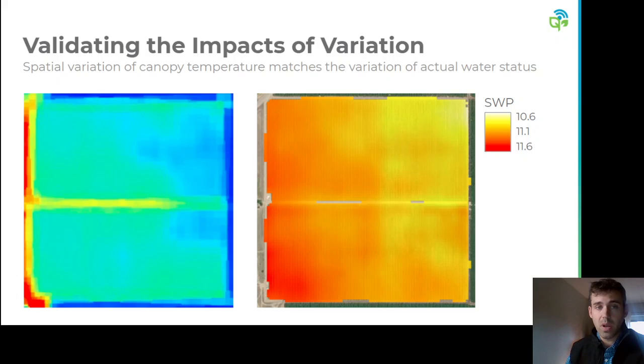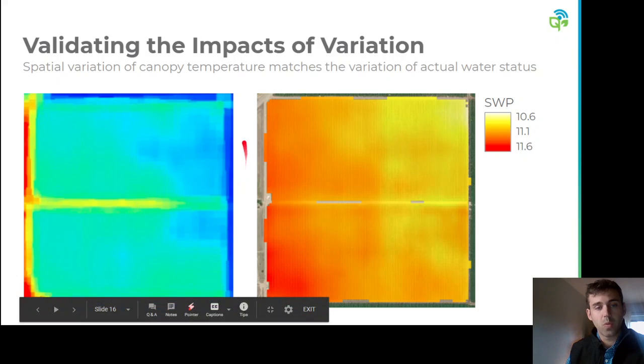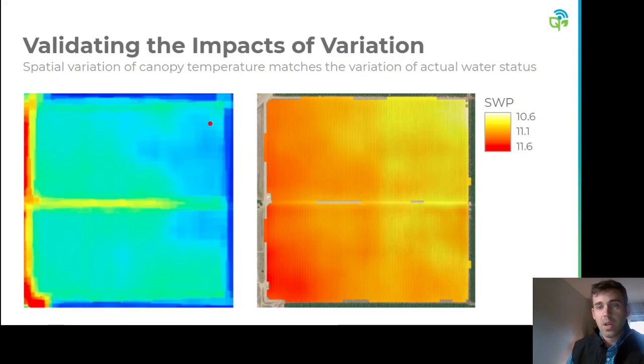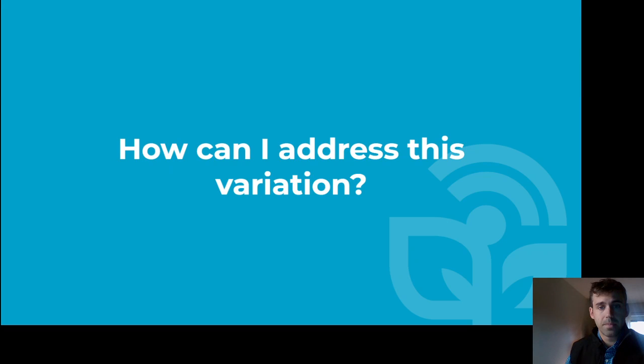So this is, for instance, one of the times that we did a ground truthing of this pattern. I took here the thermal images of 2020. This is the average for the whole year. And here we have a stem water potential interpolated for one date. These are bars. And you can see that the part that I said was under less water stress really has a lighter color, meaning that the stem water potentials are lower. So how can I address this variation?